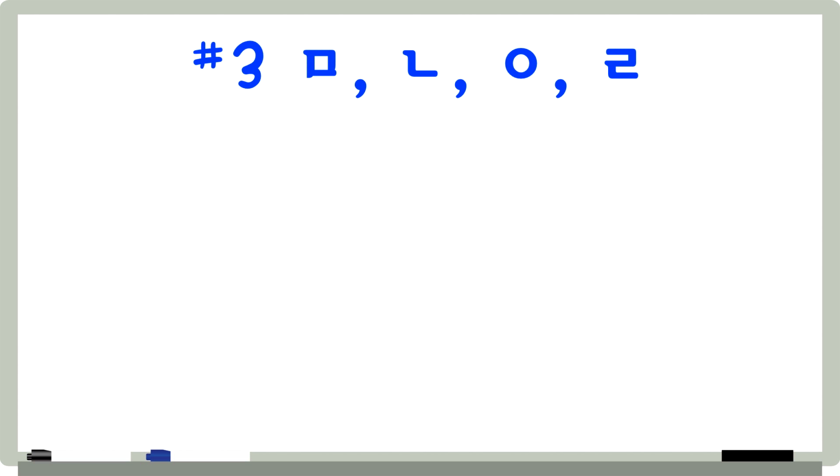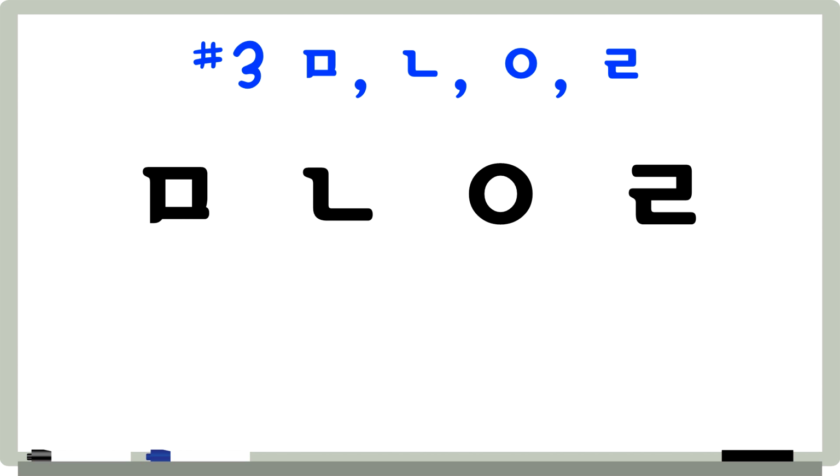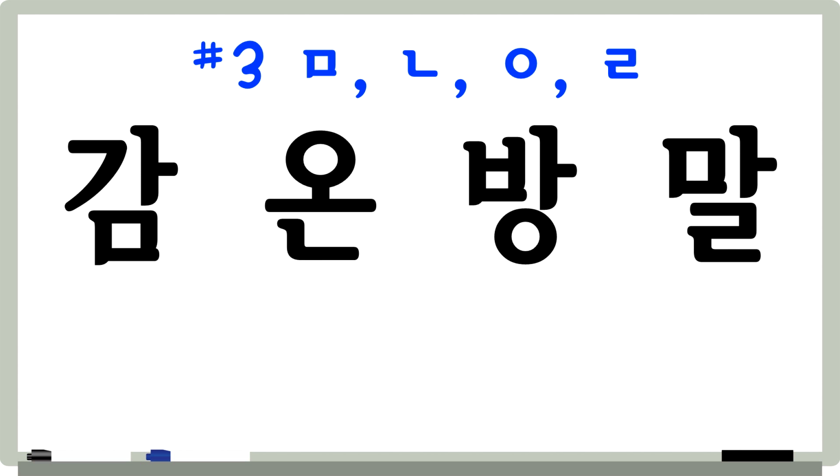Let's go back to the lesson and learn one more essential sound change rule. This is an easy rule. If any of these 4 consonants appear at the end of a syllable, they're just pronounced as normal. Can I really call this a sound change rule? Anyway, here are some examples. You can pause the video here. Here are the answers. 감, 온, 방, 말.